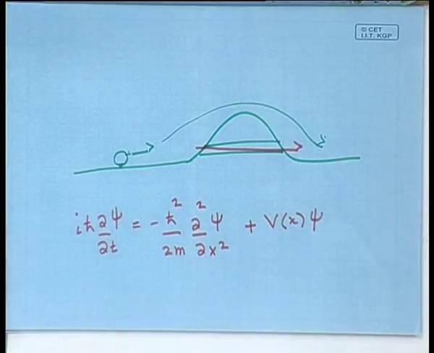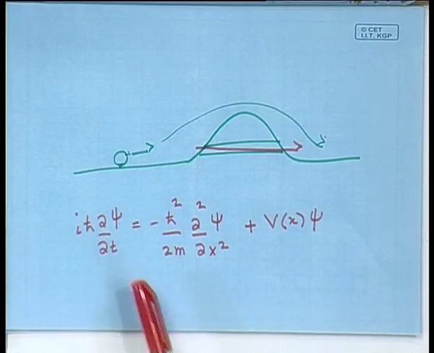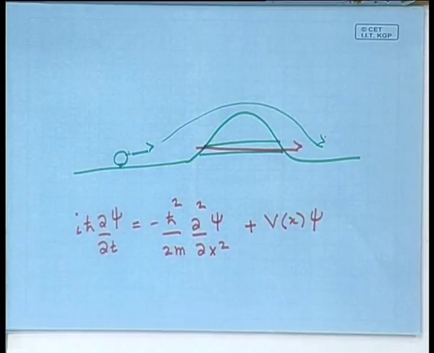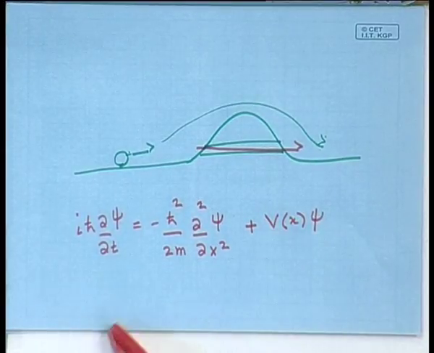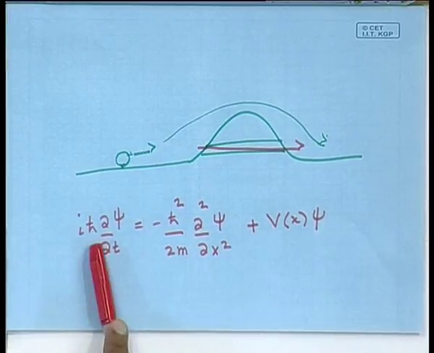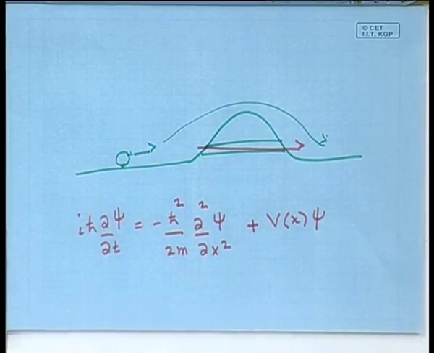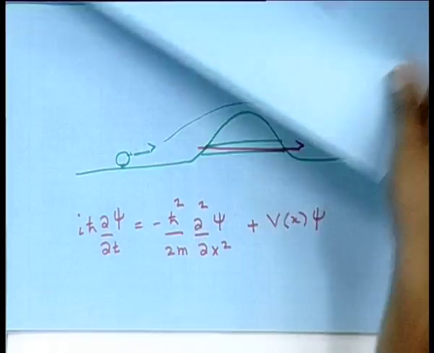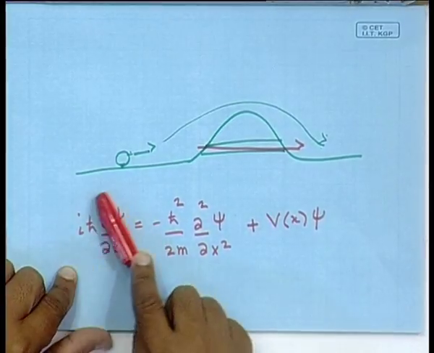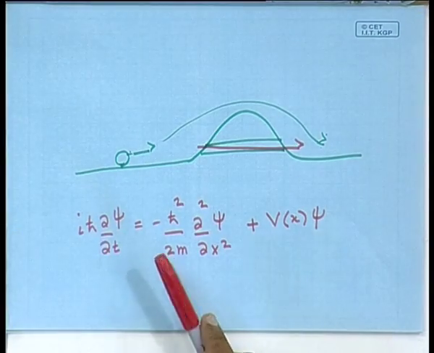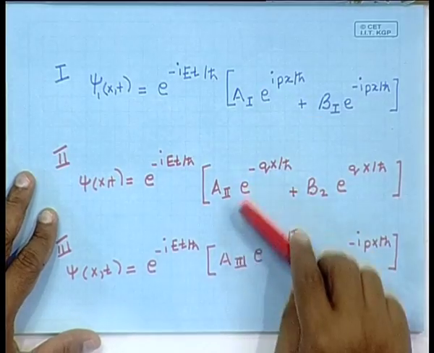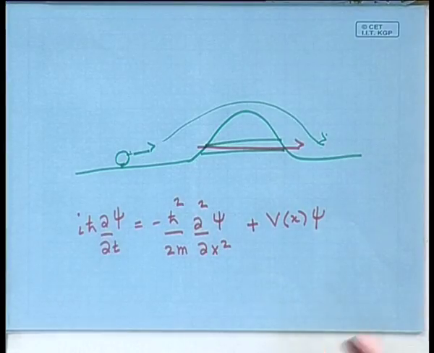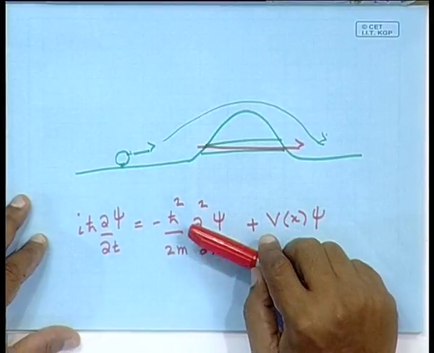This is the Schrodinger wave equation which governs this wave function, and this equation has to be satisfied at every point. Now, the potential changes abruptly at the boundary, but this equation has to be satisfied everywhere. Let us first take the time part. The time part of the wave function is the same throughout, so we really do not have to bother about it. We have to be concerned about the spatial part.